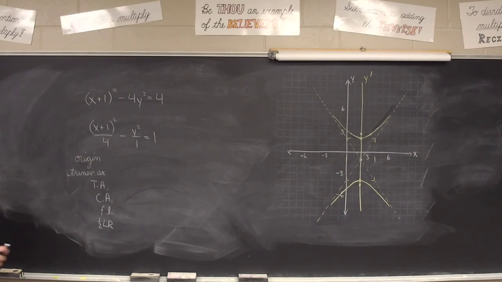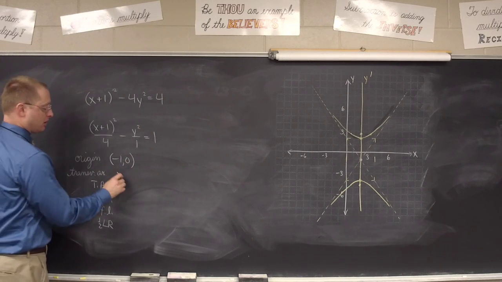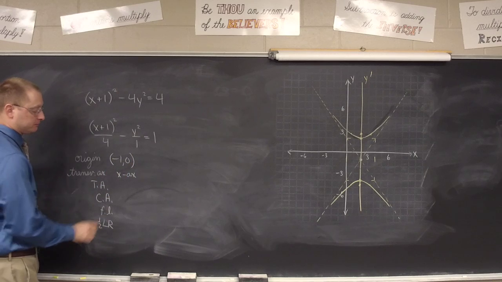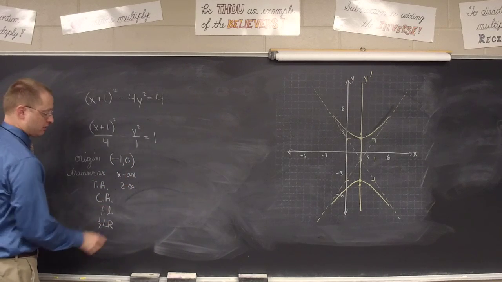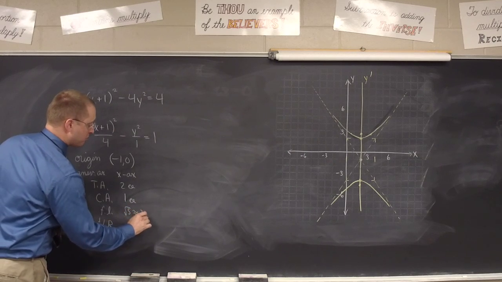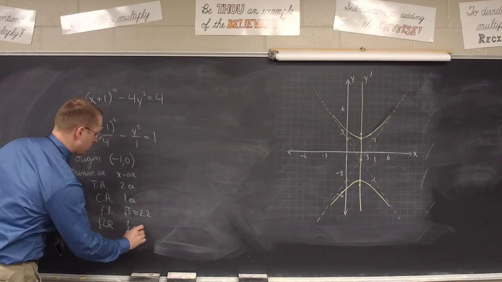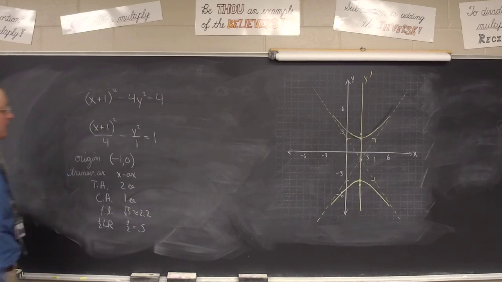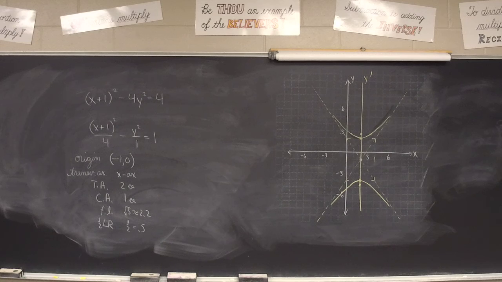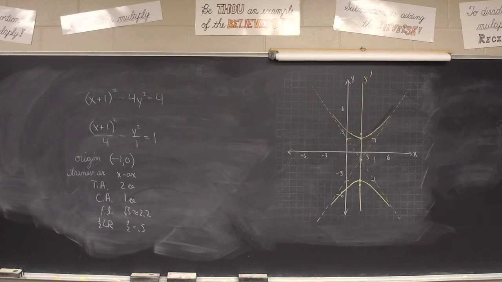All right, origin? -1, 0. -1, 0. Transverse axis? X-axis. Length of transverse axis? 2 each. Conjugate axis? 1 each. Focal length? 2.2. Square root of 5, which is about 2.2. Half latera recta? 0.5. And so again, you're expecting a very tight hyperbola here. What are the tightest we've seen so far? Eccentricity about 1.1 is all we would get. So very, very tight hyperbola.